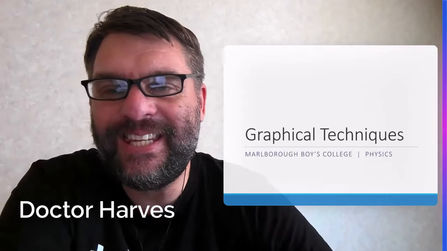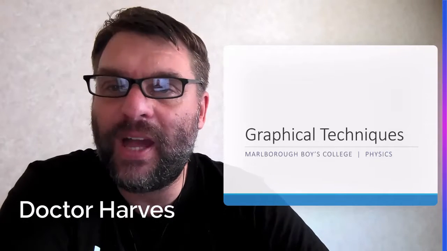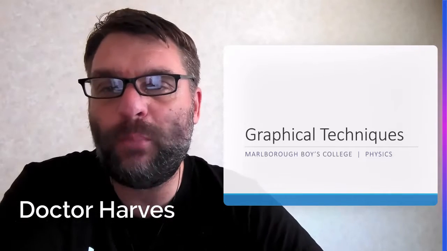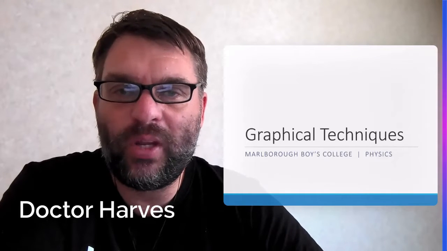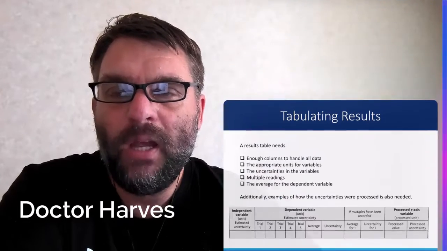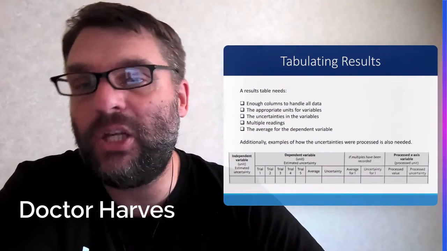Okay, level 3 NCEA physicists, continue on with our nonlinear internal 3.1. Last lesson we looked at errors. This lesson we're looking at graphical techniques and basically data analysis. So the first thing you have to do is you have to tabulate your results.